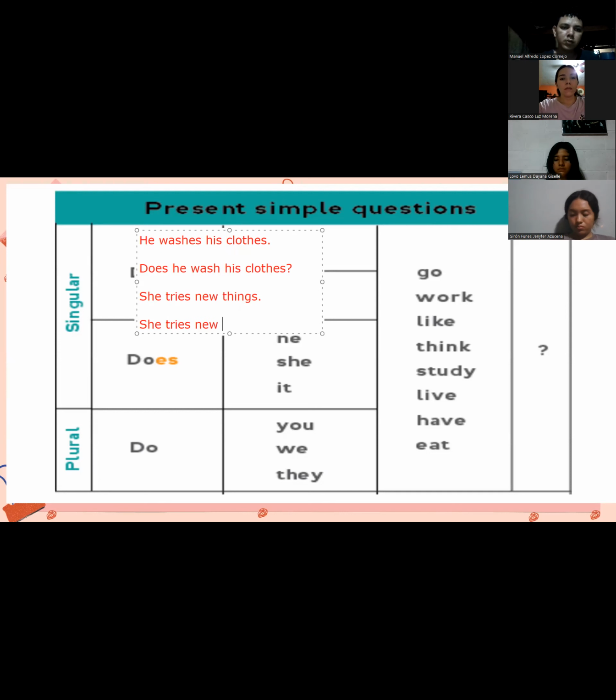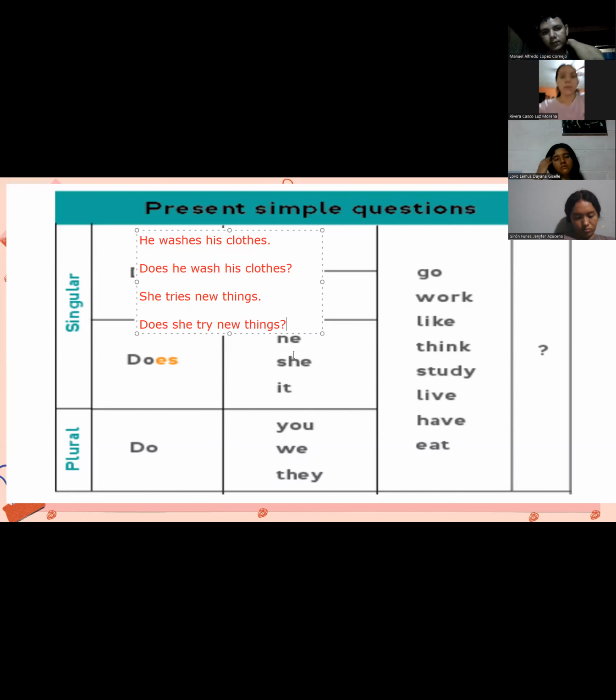In order to make it a question, we have to put here, before the subject, the auxiliary. Because it's third person, we're going to say "does," okay? Does she, and then the verb is going to be in the base form, so we change the verb. We say, "Does she try new things?" And then we need the question mark, okay? Does she try new things?